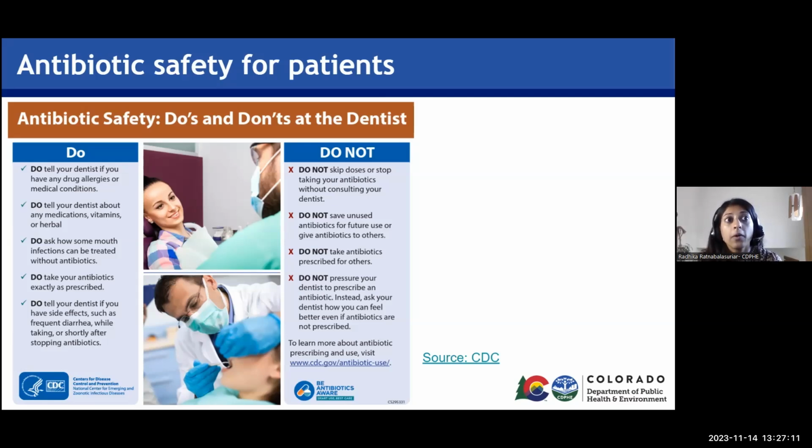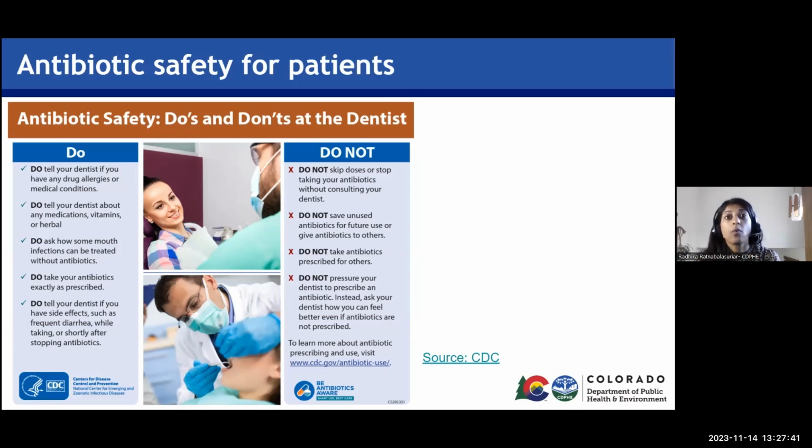And then we want to know if they experience any side effects, such as diarrhea after taking the antibiotic or shortly after stopping the antibiotic. Some antibiotic choices can result in C. diff colitis, which is an infection of the gut. And that's something we do have to take seriously and monitor for. And if a person were to have that complication, they would need to seek medical evaluation.